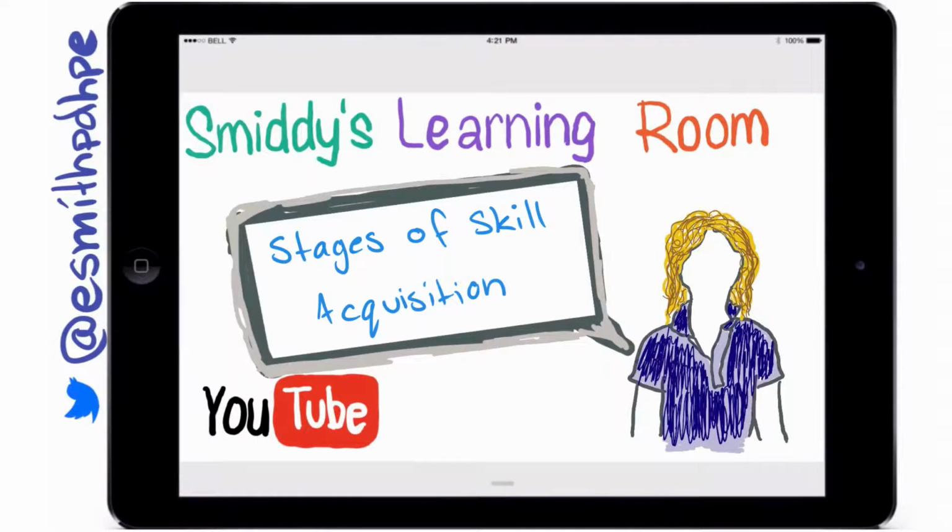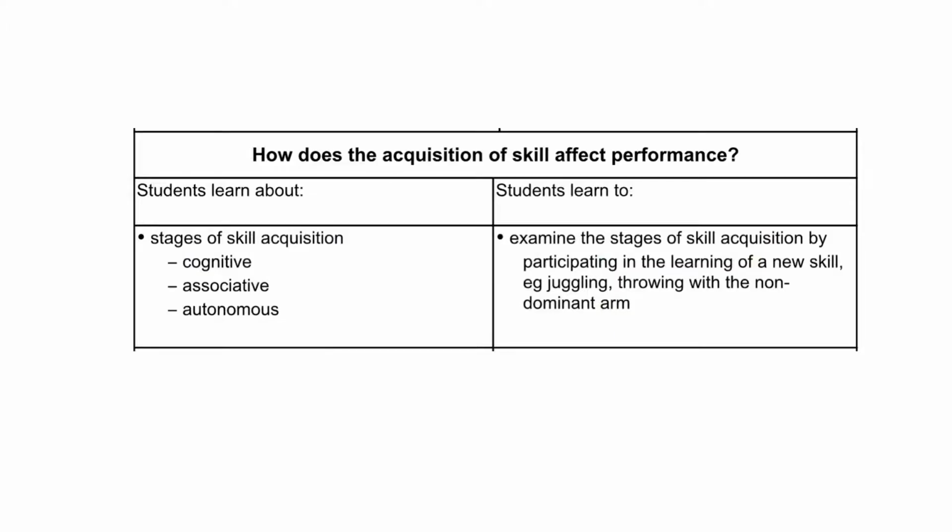Today we move on to a new focus question for Core 2. How does the acquisition of skill affect performance? And we're going to specifically have a look at the stages of skill acquisition today. So if we have a look at where this comes in the syllabus, we know that it comes under the question of how does the acquisition of skill affect performance. And when we have a look at the learnabouts, we look at the stages of skill acquisition. So we're going to be looking at the cognitive stage, the associative stage, and the autonomous stage.